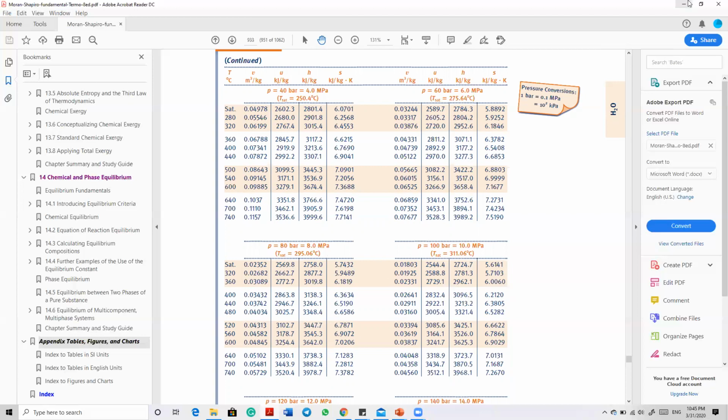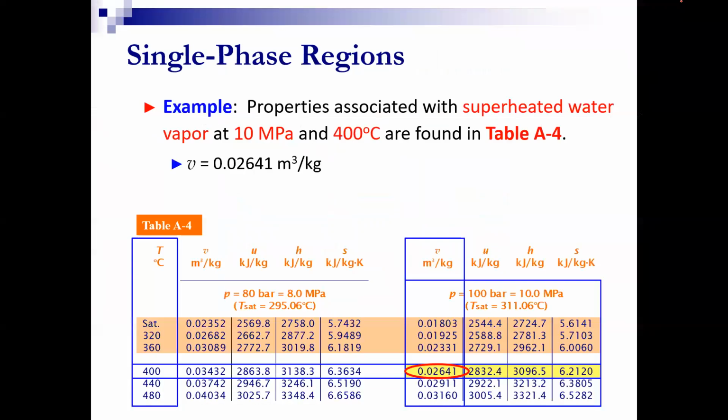Now let's see how we solve it. Right, here we go. This is actually what we found together, right? We go to table A4 for superheated water, and then at 400 degrees Celsius, you're going to read what you have. For instance, U at that temperature is 2832.4 kilojoules per kilogram. All right. Okay.